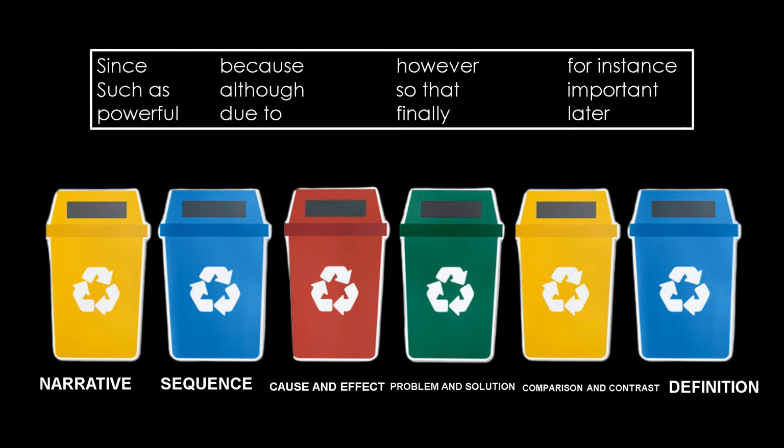But before we proceed to our lesson, let us have a game first. Here's what you're going to do. Classify the signal words above based on how they are used. The words are since, such as, powerful, because, although, due to, however, so that, finally, for instance, important, and later. You can pause this video as you answer the following items.